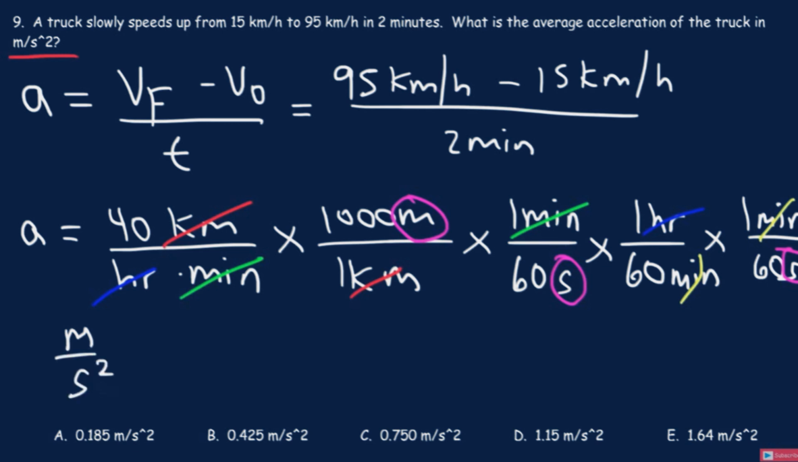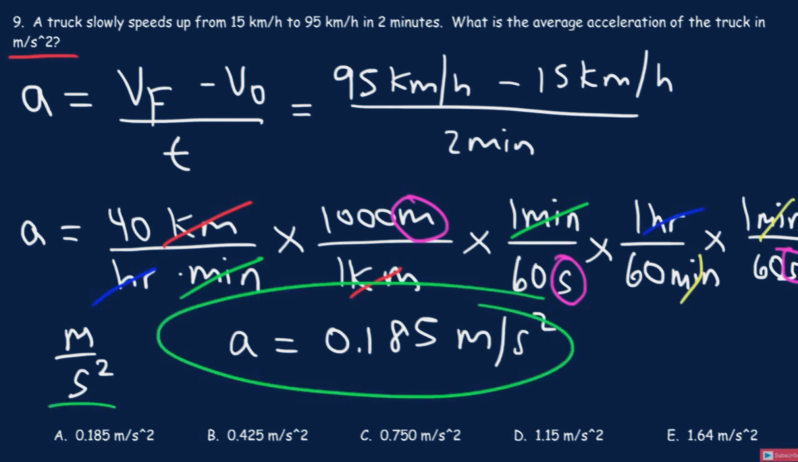Now we just want to do this math. So it is going to be 40 times 1,000 and then divided by 60 to the third power. So the acceleration is 0.185 meters per second squared. So that is the answer, which is answer choice A.